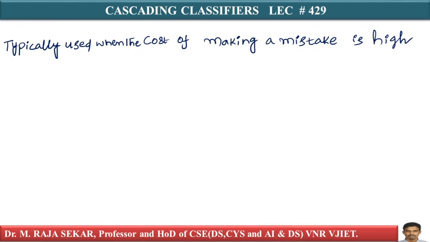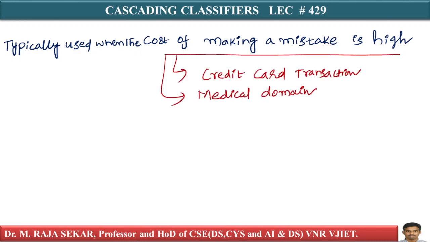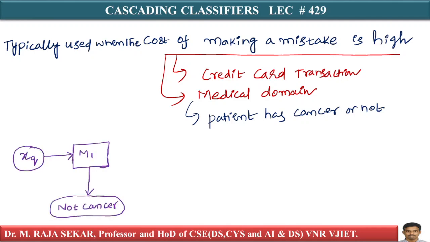Suppose I want to determine whether a patient has cancer or not. I would get a query point XQ. I would train model M1, isn't it? These cascading classifiers are applicable generally in credit card transactions and the medical domain. Let me take the medical domain. If I want to determine whether a patient has cancer or not, I would get a query point XQ, and I would train a model M1, isn't it?